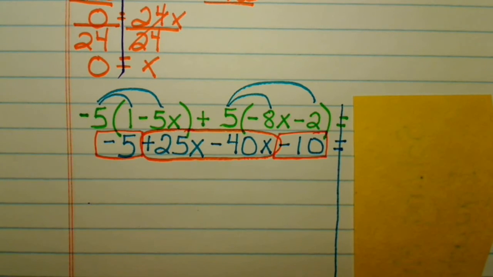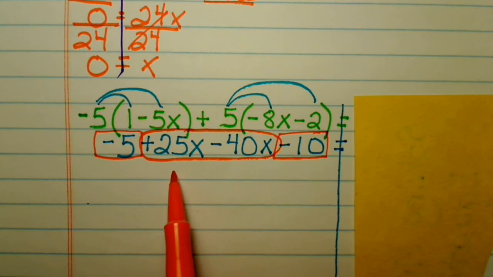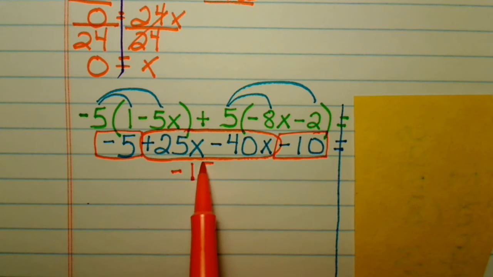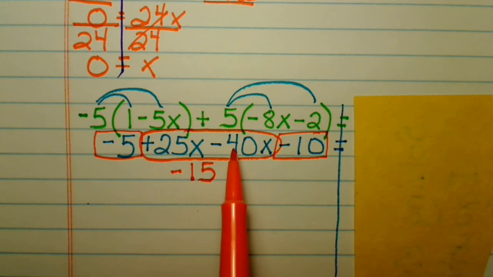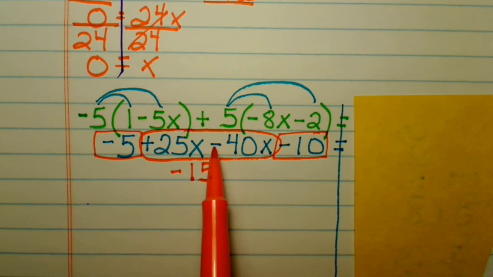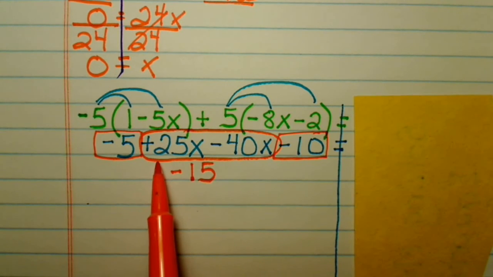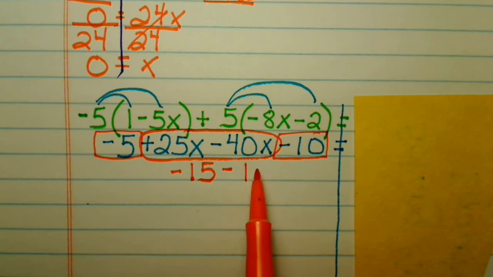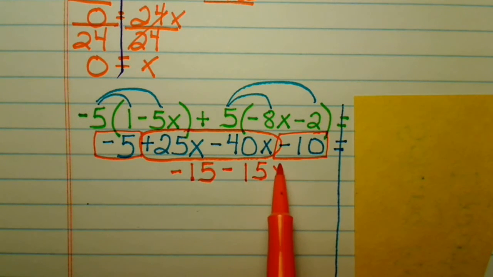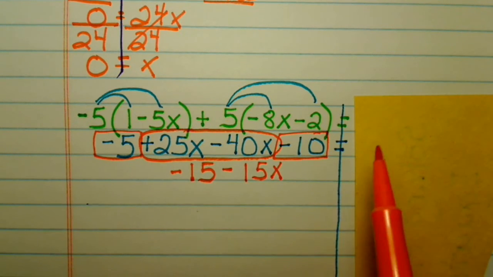All right, so let's say a negative 5 minus 10 is a negative 15. And now we want to combine these two. We have 25 minus 40. So you want to find the difference in 40 and 25, which gives me 15. And it's going to be a negative 15x, because this one's larger and it's a negative.